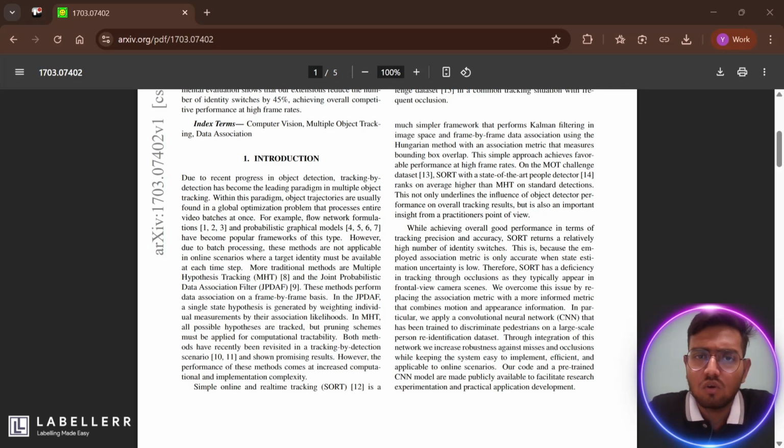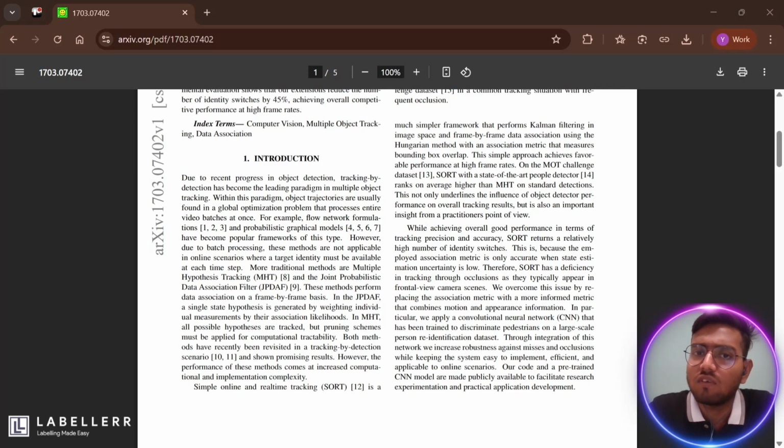When objects get occluded, remember that means blocked from view, the motion prediction becomes unreliable, but the appearance features remain consistent. So when the object reappears, the system can say, here, I remember what this person looked like, and correctly maintain their identity. The authors also introduced something called a matching cascade algorithm.